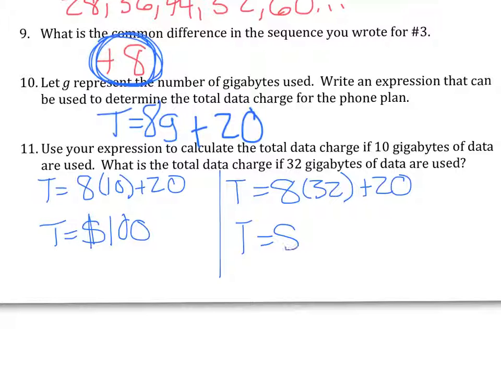Oh, wait, no, I meant 276. Oh, so it's 32 gigs, so 8 times 32 would be 256, and then plus 20 is the 276. Okay, thank you. Okay, that's all right. All righty.